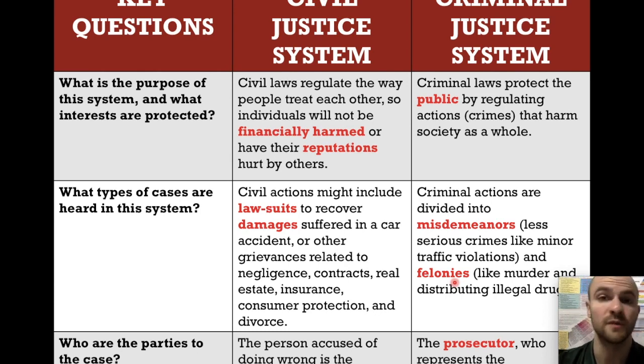Felonies, for any of you that have played Grand Theft Auto, for example, know that these are the serious crimes. Examples of felonies would be murder, distributing illegal drugs, and aggravated assault. These are crimes that require a prison sentence of over 1 year. Typically, misdemeanors carry with them a prison sentence of less than 1 year. So that's the main distinction between felonies and misdemeanors.